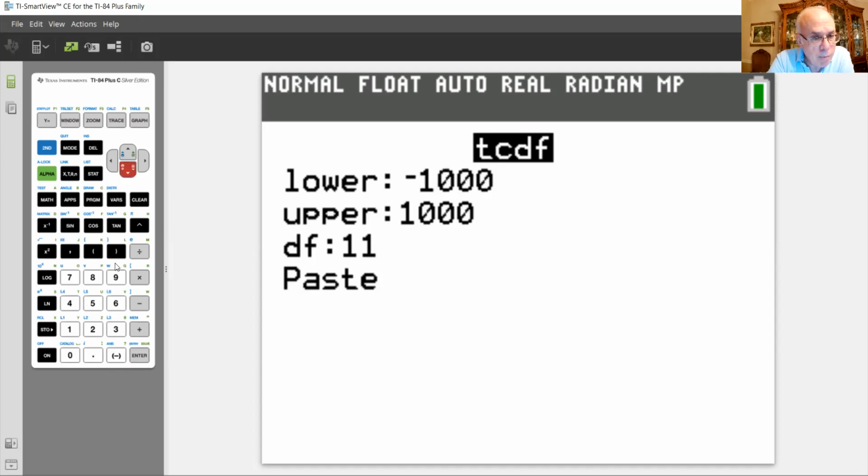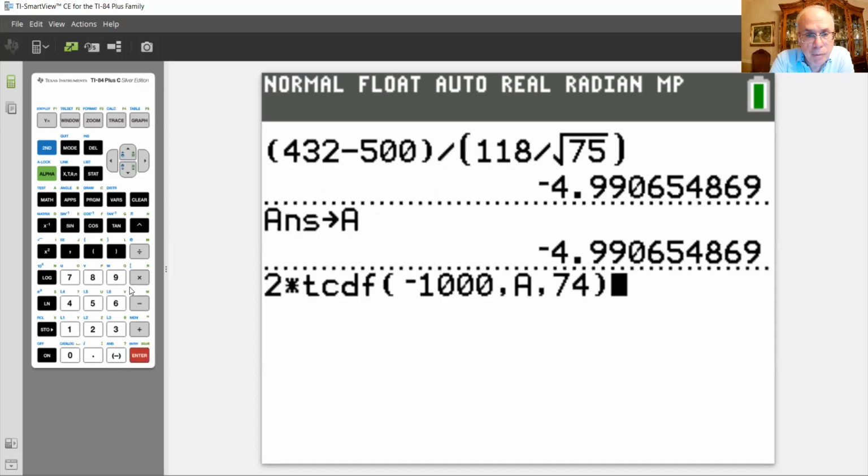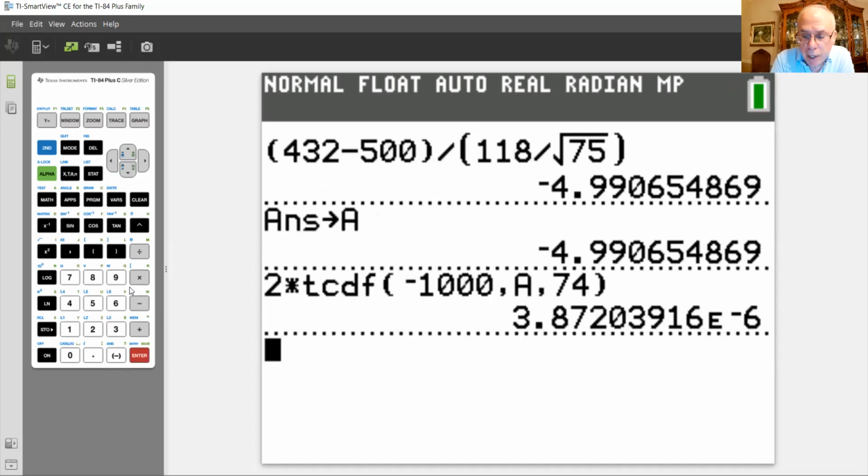And then we're going to put A here, alpha A. Degrees of freedom. Well, the sample size is 75, so degrees of freedom is 74. Enter. There's a p-value. And once again, it has that E at the very end to -6. So that means we're going to move our decimal point. We're going to take our 3.872 there and move the decimal point to the left by 6 digits. So that will end up having 5 zeros and 3872 after that.